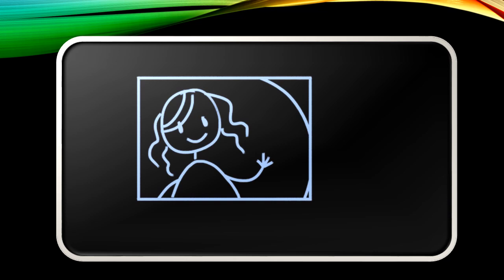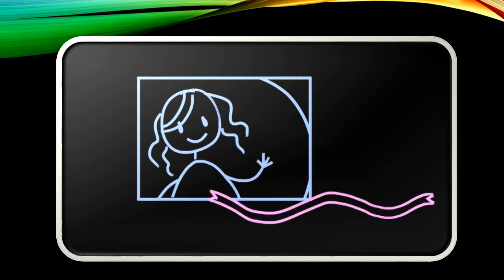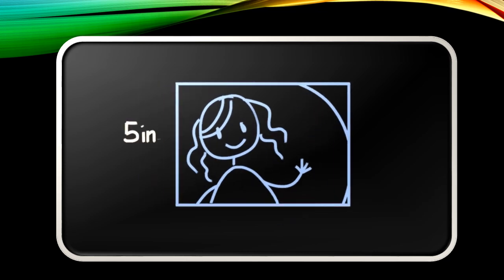I'm making a present for my mom. It's a picture of me. But I want to decorate the edges with ribbon. How much ribbon do I need? I know. I can add the distance around the picture.